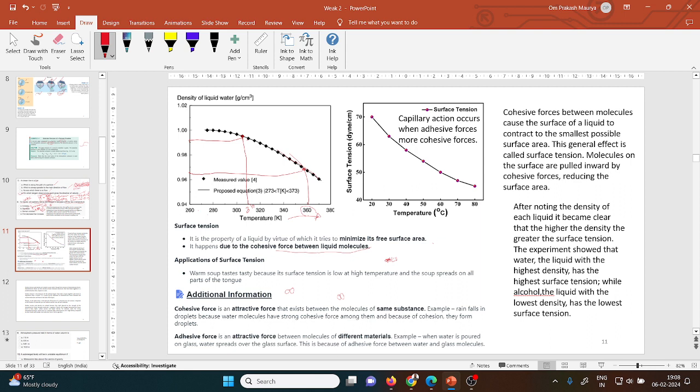So this is the adhesive force. Even if you completely pour the water out of the glass, due to the attractive force, that is the adhesive force, your water molecules will adhere to the water glass.